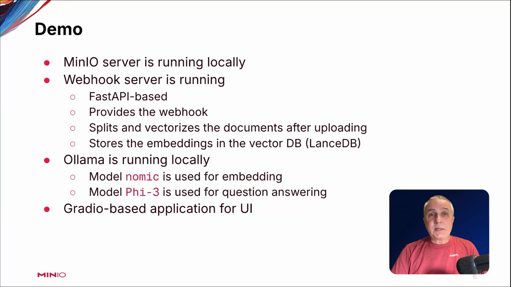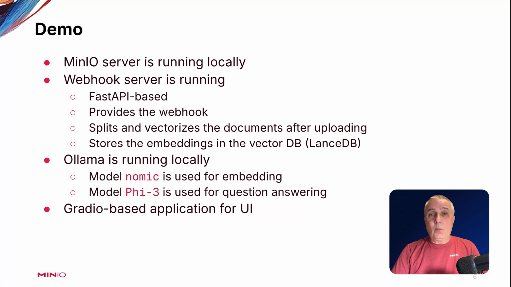Another component is the Ollama server, which runs again locally on my laptop, and it serves 2 models. One model is called Nomic, which is used to vectorize our questions and our documents as an embedding LLM. And the other model is called Phi3, which we use to answer questions. And in the code, you will see that we tested several other models, and you can test them as well and find which one gives you the best answer.